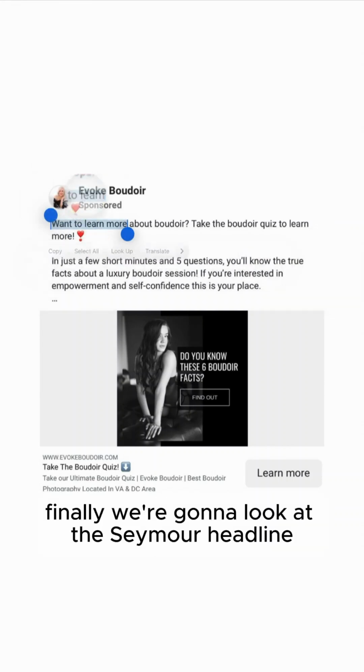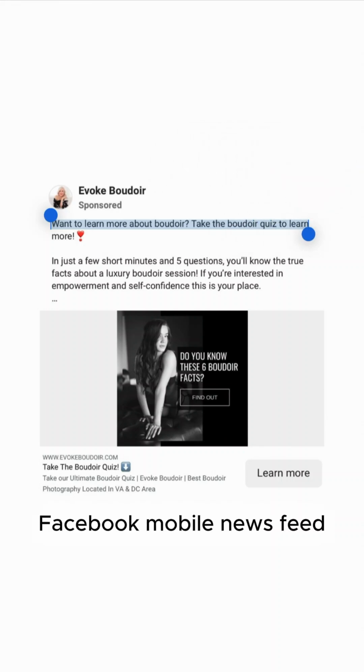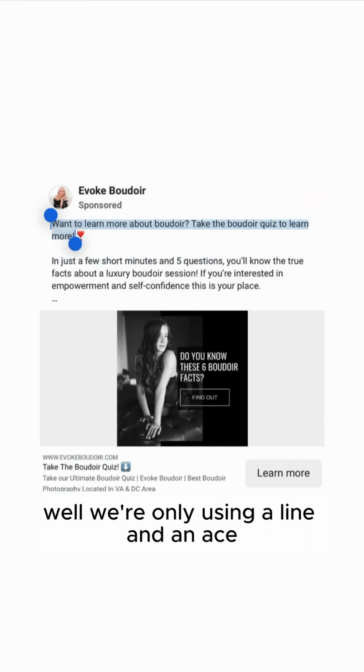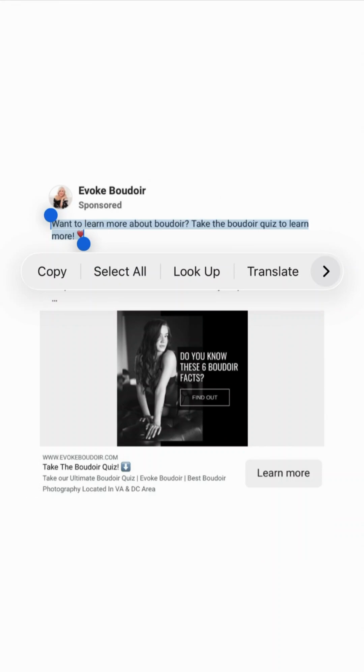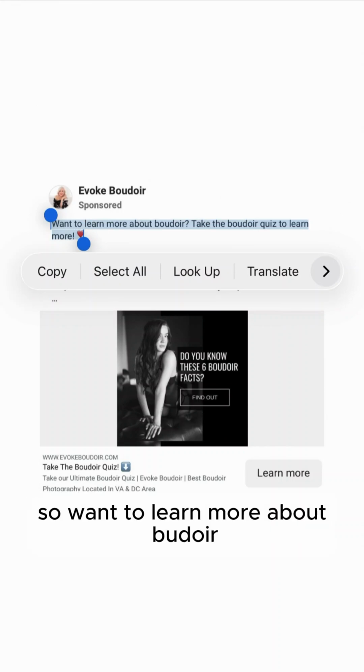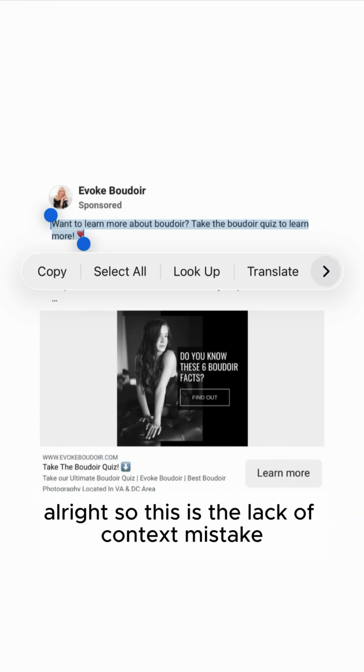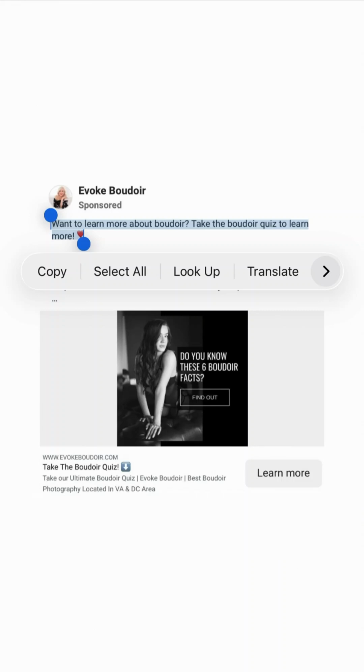Finally, we're going to look at the See More headline. The first 2 3/4 lines show on the Facebook mobile news feed. Well, we're only using a line and an eighth. So: want to learn more about Boudoir? Take the Boudoir quiz to learn more. All right, so this is the lack of context mistake.